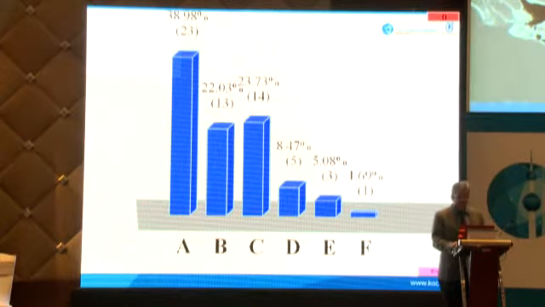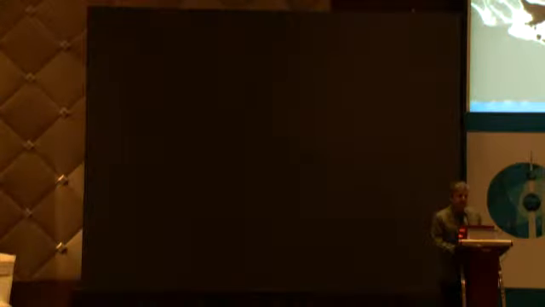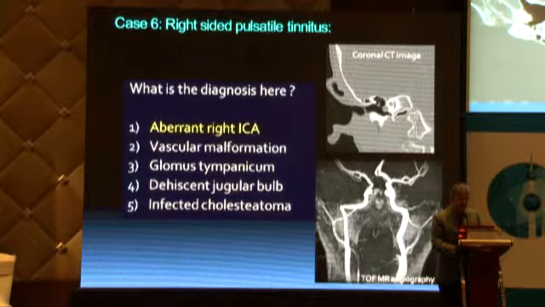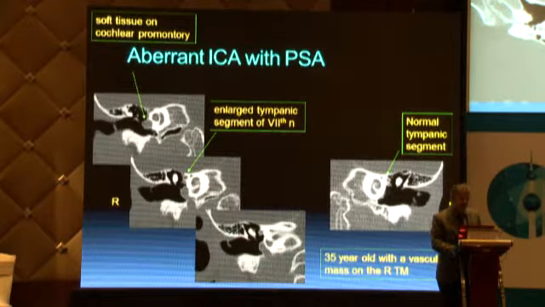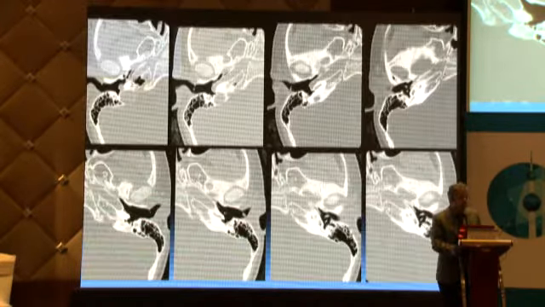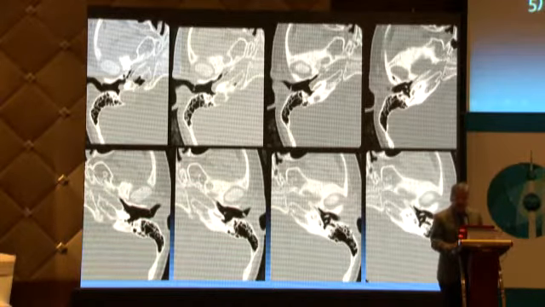If you look at it carefully, the right ICA is aberrant as it goes around the cochlear promontory on the right side. See this petrous ICA? Whereas the petrous canal should be anteromedial to the cochlea. It shouldn't go around the cochlear promontory. And you can see that on the coronal view. This is the cochlea. This is a vascular structure, the ICA running lateral to it on the cochlear promontory.